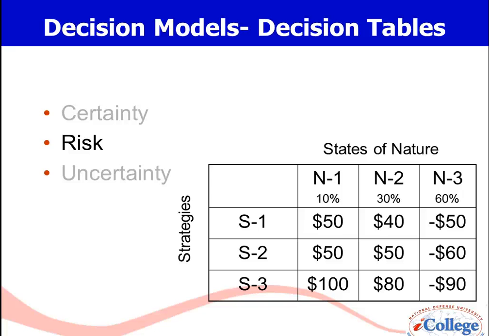Notice, though, that the correct strategy depends not only on the individual outcomes within my table, but also the percentages that I've assigned. If I change the percentages, I may well change the preferred strategy. Here I have N1 at 10%, N2 at 30%, N3 at 60%, with the expected values shown here. And in this particular case, strategy 1 is the better choice.